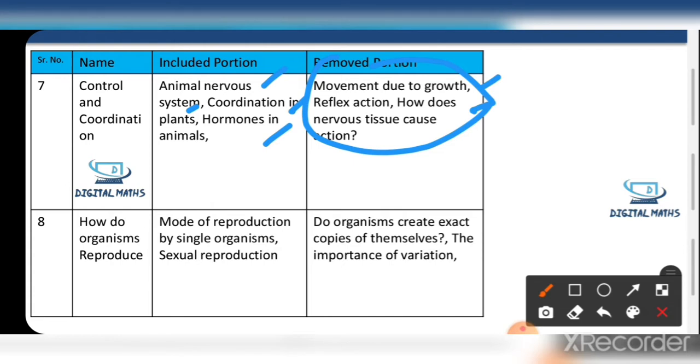Chapter number 8, how do organisms reproduce. Which is the included portion? Modes of reproduction used by a single organism and sexual reproduction. Which is the removed portion? Do organisms create exact copies of themselves, and the importance of variations are removed.